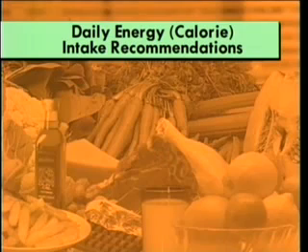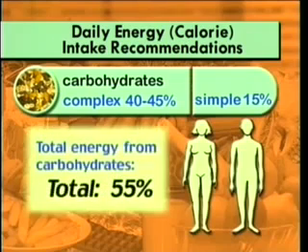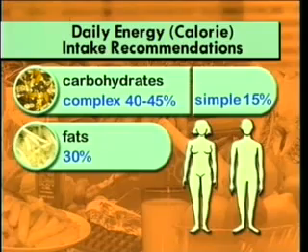So what are the recommended ratios of energy sources? Health authorities generally recommend that 40 to 45% of our energy intake should come from complex carbohydrates, with only 15% coming from sugars or simple carbohydrates. So in total, about 55% of our energy intake should come from carbohydrates. The balance should come from fats and protein.